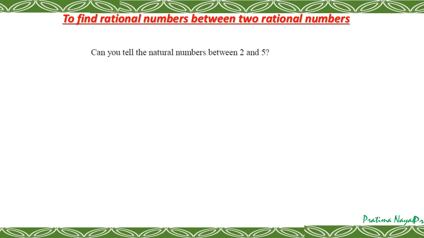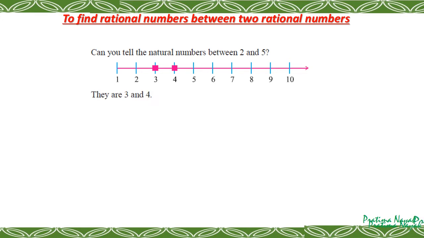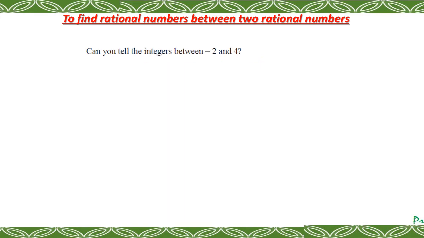Now, can you tell the natural numbers between 2 and 5? How many natural numbers are there and what are they? Yes, you can say they are 3 and 4. Can you tell the integers between -2 and 4? Of course, you can say they are -1, 0, 1, 2, 3.